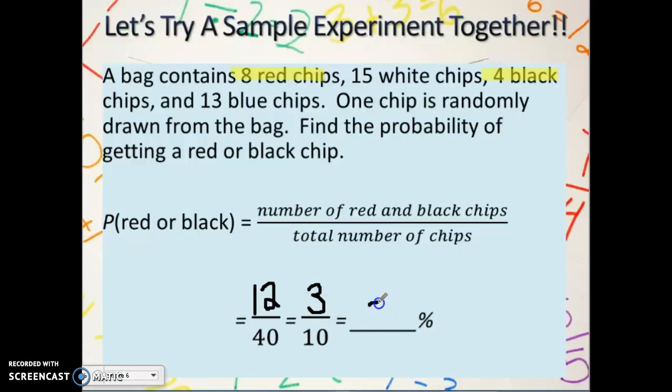3 out of 10 is 30%. Remember, if you aren't positive, you can always make it out of 100. So add a 0 on each, and you get 30 over 100, which is 30%.